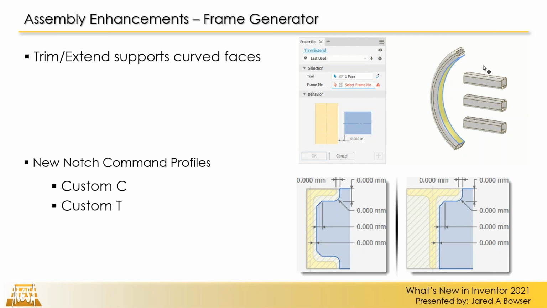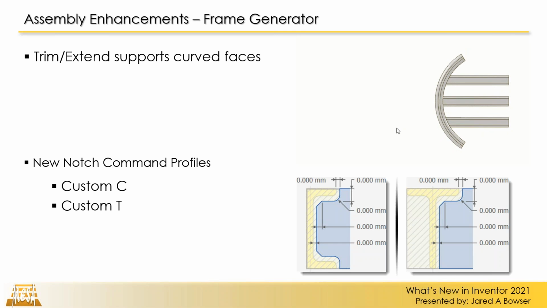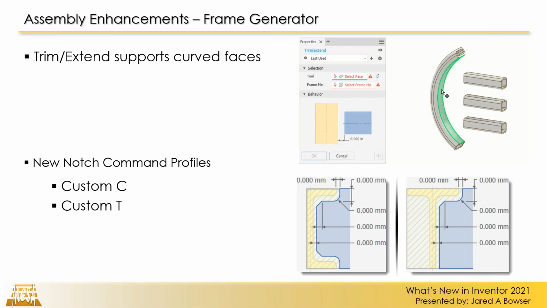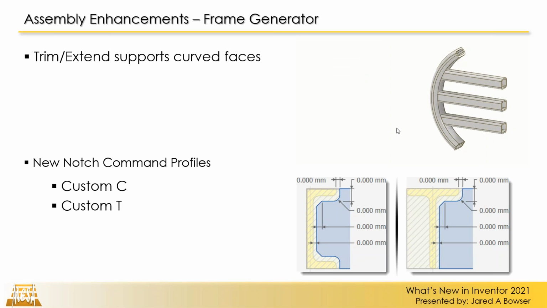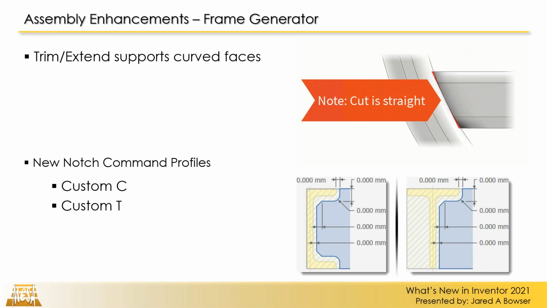A couple enhancements on the frame generator side. The first one on top there is the trim to extend now supports curved faces, which is really nice. The cool thing, which I'm about to show you right now, is that it knows to make it a straight cut. So you click that curved face, you select your pieces that you're going to extend to it in this case. And then when you take a look at that, it's going to give you a straight cut on that piece.